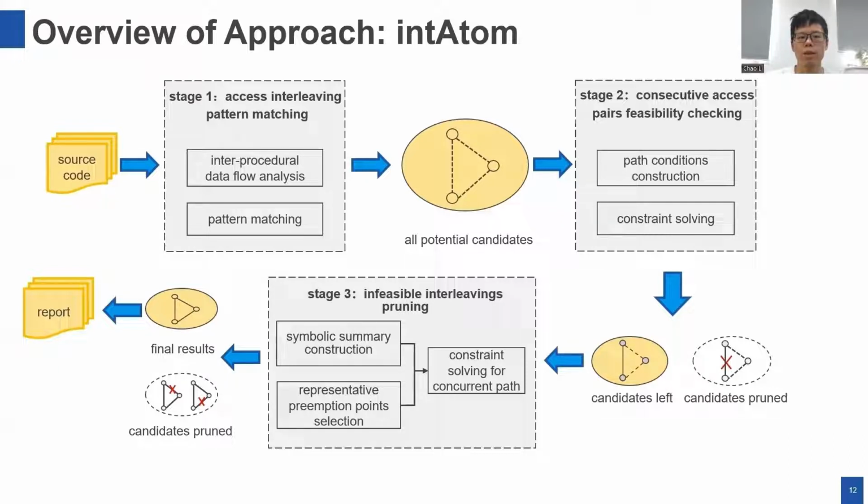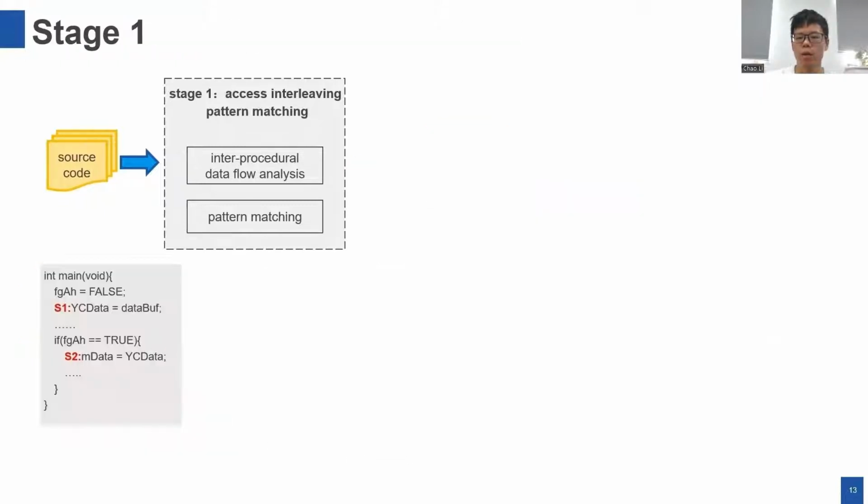Stage 1, access interleaving pattern matching. Stage 2, consecutive access pair feasibility checking. And stage 3, infeasible interleaving pruning. In the first stage, we detect all the access interleavings that could cause atomicity violations as candidates.